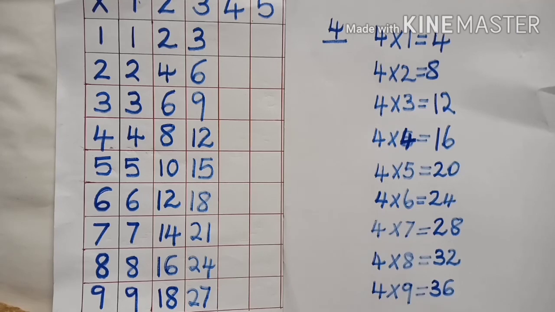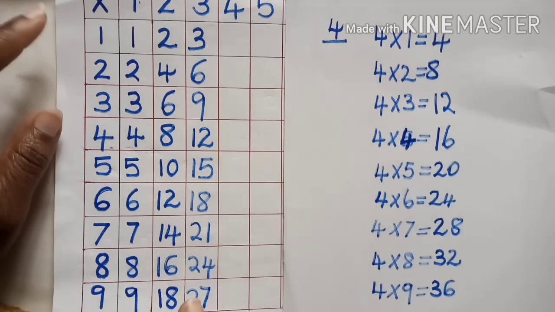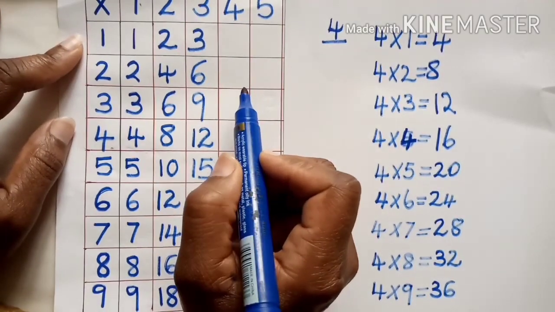And what is 4 times 10? We know that 4 times 10 is 40. And that is how you memorize your multiples of 4. So now we have memorized our multiples of 4.